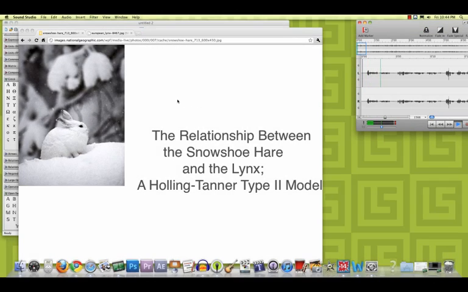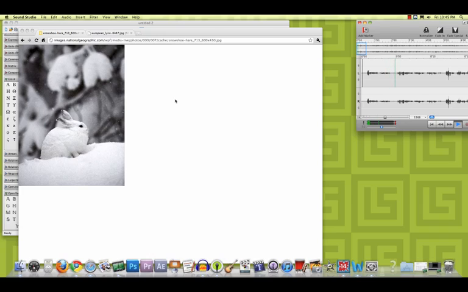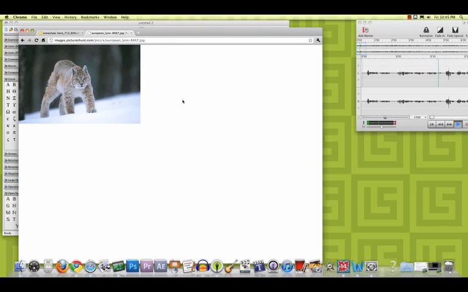And I'm Abasiama Akpan. Our topic today is the relationship between the snowshoe hare and the lynx, which is the Holling-Tanner Type 2 model. Our abstract is: relationships in nature between predators and prey can often be described with mathematical models. These models can reveal interesting observations about defining characteristics of the predation occurring and can lead to further knowledge of the relationships at hand.